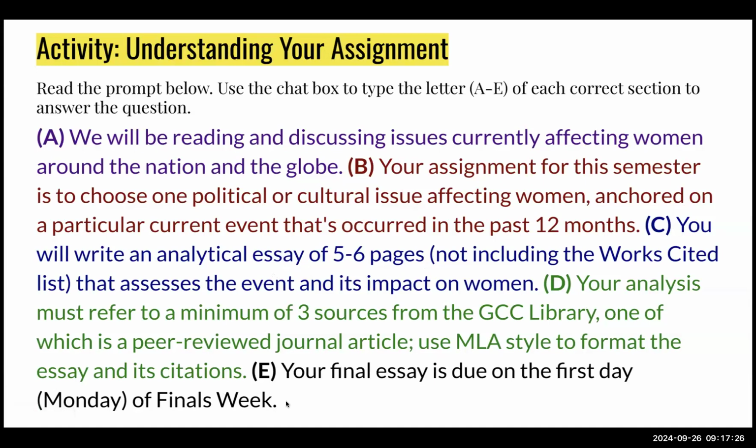Okay. Let's do one more. What are the sources you need to find? A, B, C, D, or E? Okay, yep, everyone's got it. So D says your analysis must refer to a minimum of 3 sources, right? It tells us exactly how many we need, and one of those has to be peer reviewed.